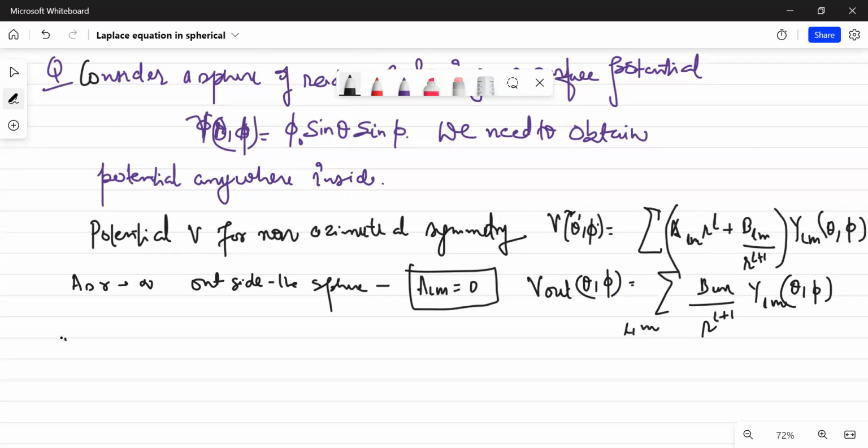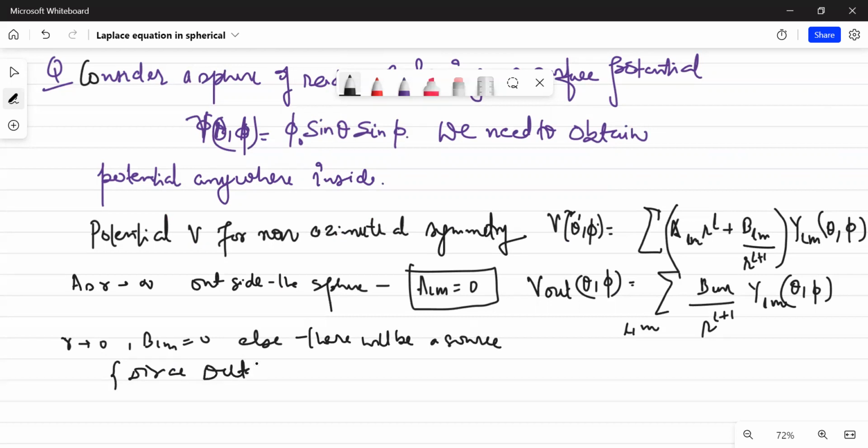And what is V inside? Now, if r tends to 0, then this term will blow up. So BLM must be 0, else there will be a source term, or you can see that there will be a Dirac delta sort of term, that is, it will blow up to infinity. So overall, inside, this particular term goes to 0, and your potential can be written as ALM times YLM theta comma phi. I hope it is clear. So this is how you're going to write.